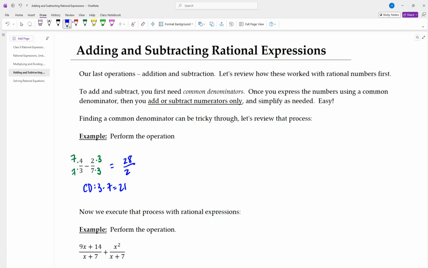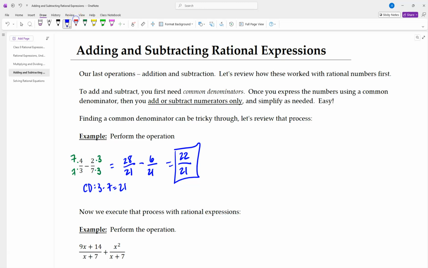So 28 over 21 minus 6 over 21. And now that I have same size pieces here, I can perform just a subtraction between the numerators, so that'd be 22 in the numerator over the same size denominator, 21. And if I need to simplify, I can, but I don't think I can. No, I can't. There are no common factors, so I'm just going to leave it like that. All right, so again, not a terribly long process.